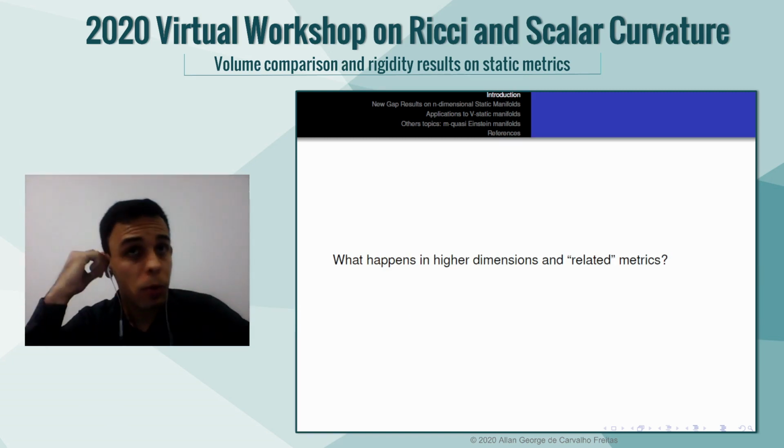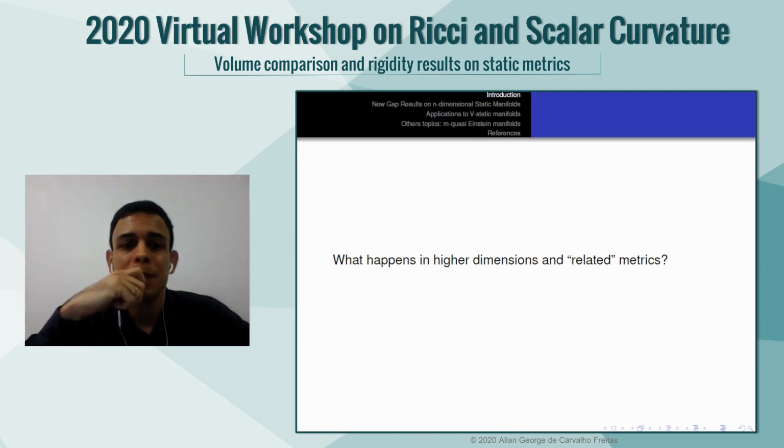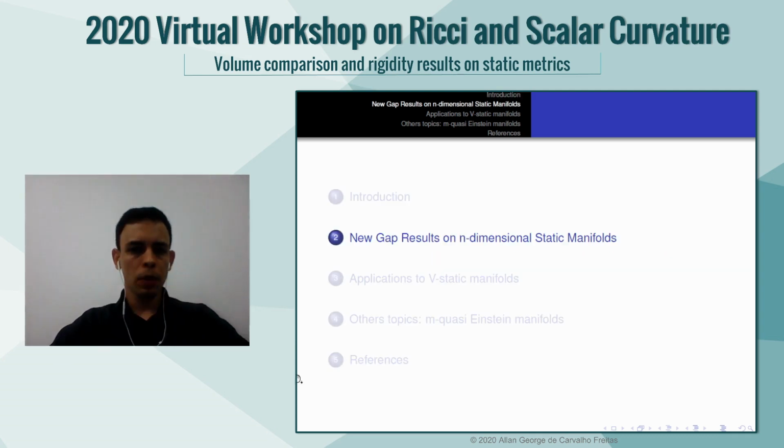So a natural question here is what happens in higher dimension, whether there exist some upper bounds and lower bounds for the boundary, and what happens in metrics similar to static metrics, in the sense of metrics that satisfy an equation similar to the static equation. So let's begin to demonstrate our results.